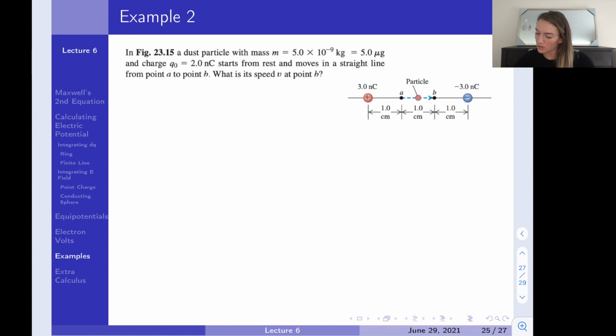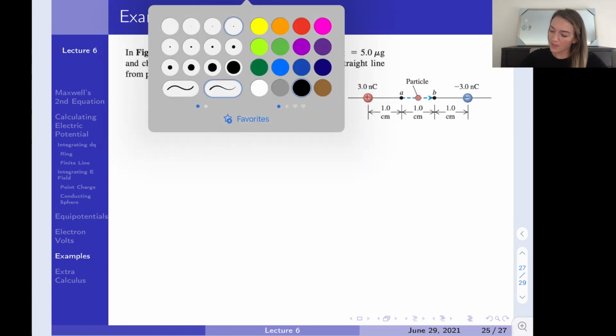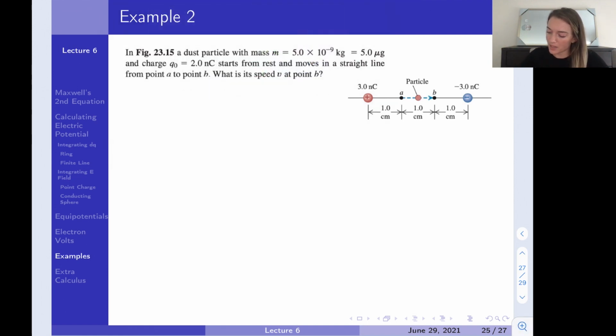So this little dust particle starts from rest and moves in a straight line from point A to point B. What is its speed at point B? For this problem, you can tell since it has a speed in there that we're going to be doing conservation of energy and looking at kinetic energy. So let's first write down our conservation of energy: kinetic initial plus U initial is equal to kinetic final plus U final.